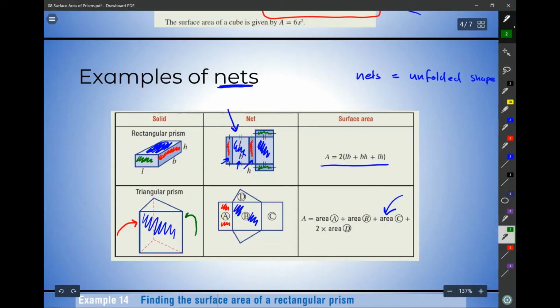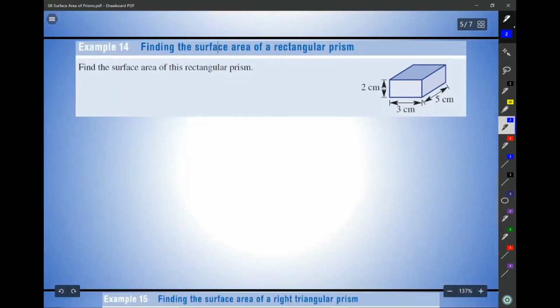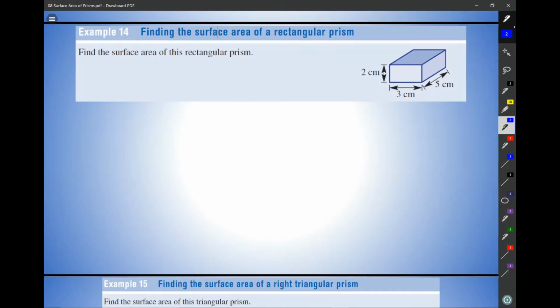And then this side here is another rectangle. And then you have the top and the bottom represented by triangles. And again, if we add up the area of all these shapes on our net, we get the surface area. So let's try some examples, and hopefully if that's still confusing, you'll pick it up as we work through some examples.